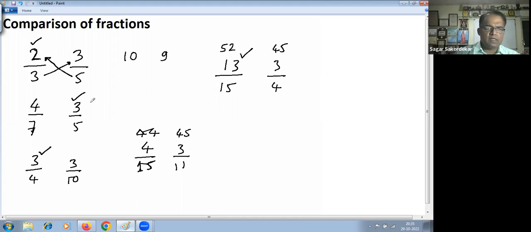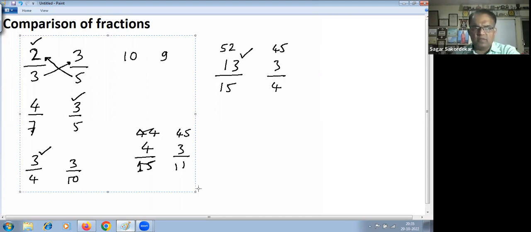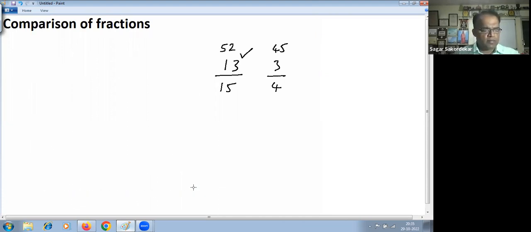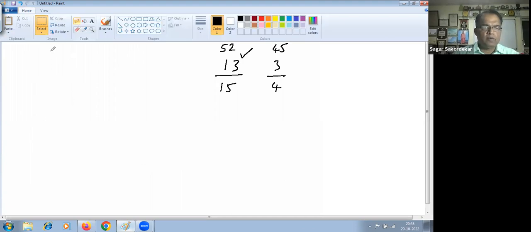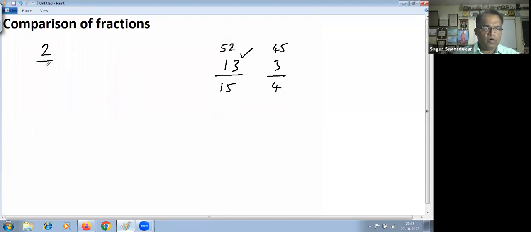Okay, now we'll take one more example of comparing three fractions. What we have done is two fractions. For three fractions, we'll just compare two at a time. So it is the same thing. Consider this example. You have the fractions 2/3, 5 upon 6 and 5 upon 9. We want to find the greatest out of the three.